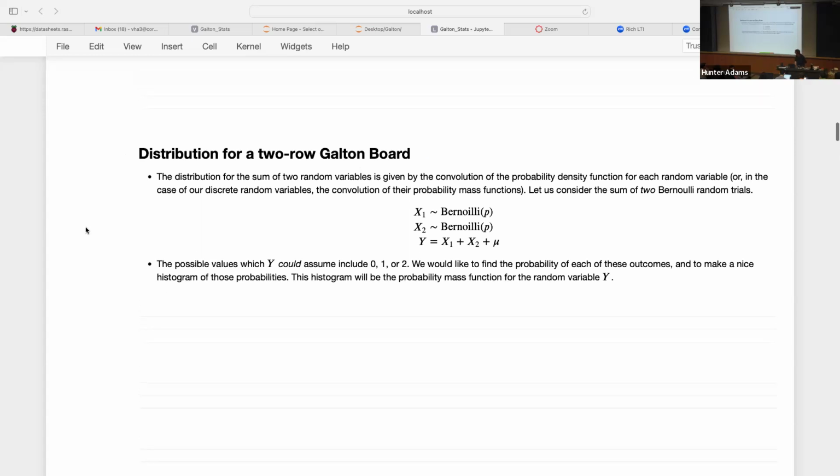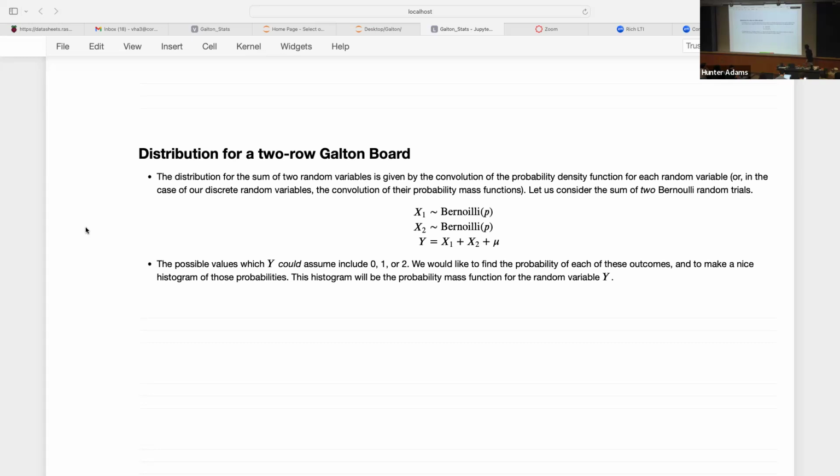So what we have now is not a single Bernoulli trial, but instead the sum of 2 Bernoulli trials, x1 and x2. So we bounce off the first peg, we might go this way or this way. After having bounced, we'll land on the next row of pegs, we might go this way, we might go this way. And then I have an offset here of mu just to represent the non-random number, which is where we dropped this thing to begin with, right? So the random numbers are each choice, and then there's a non-random number, which is where we start.